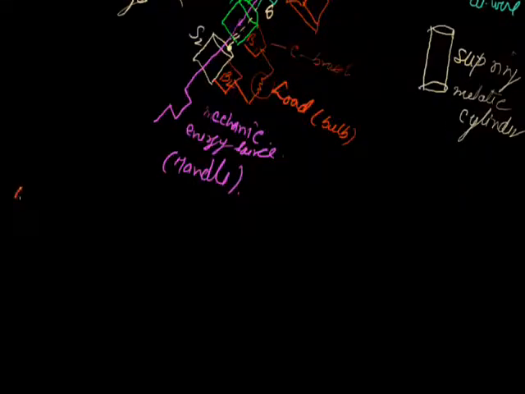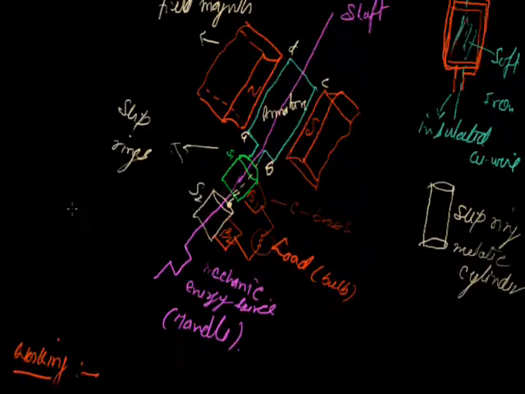Now the working. With the help of this handle or mechanical energy source, when the coil is rotated between the N and S magnets, then there is a change in flux in such a way. Suppose this one is the north pole. Initially the coil is placed in this way. At this time the angle between the plane of the coil and the magnetic field is perpendicular.